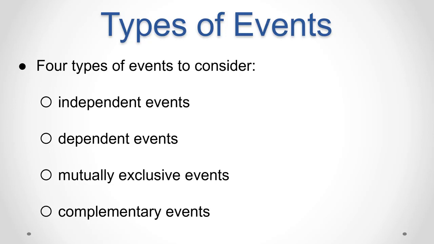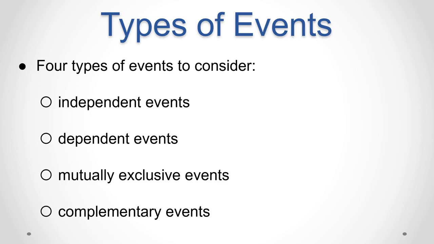Hello everyone, this is our third lecture for Chapter 6, An Introduction to Probability. In this lecture video, we will discuss the different types of events. There are 4 types of events: independent, dependent, mutually exclusive, and complementary events.